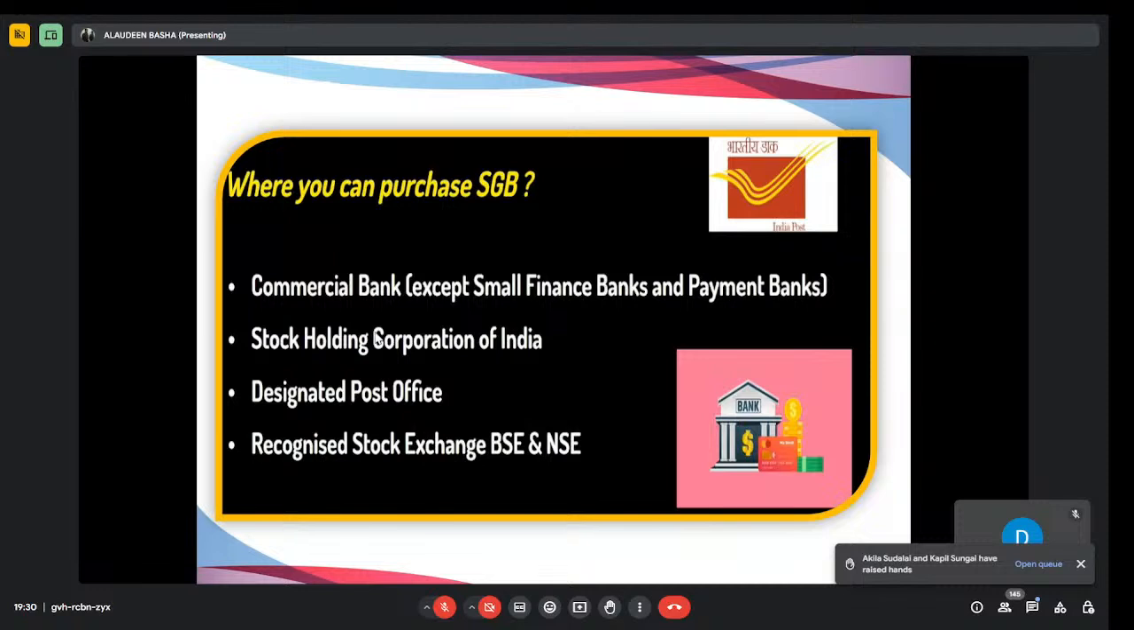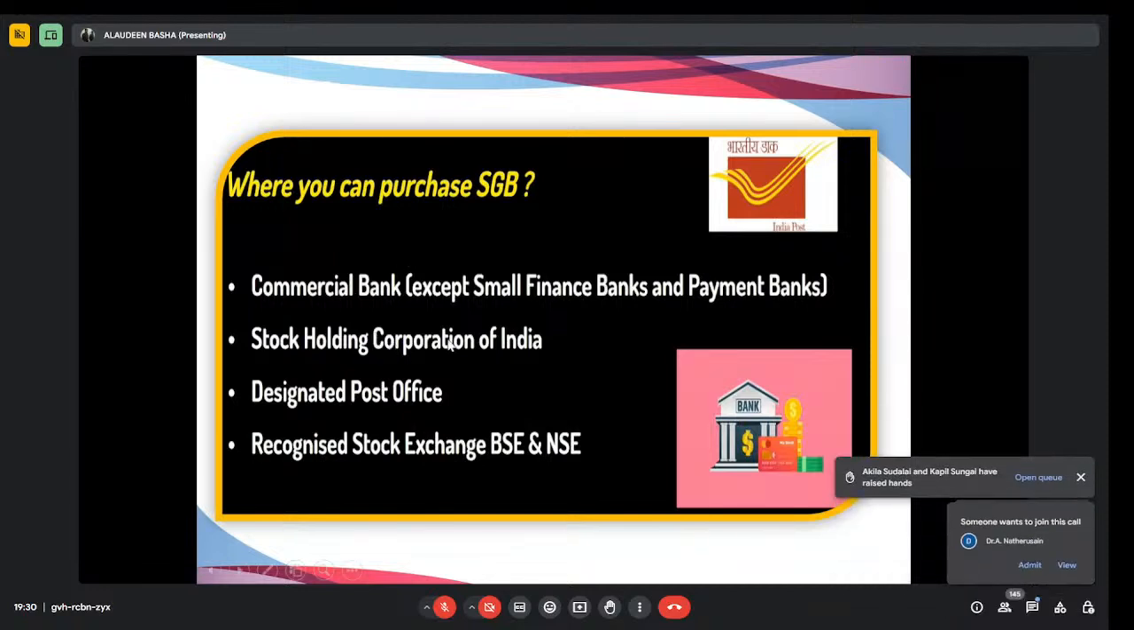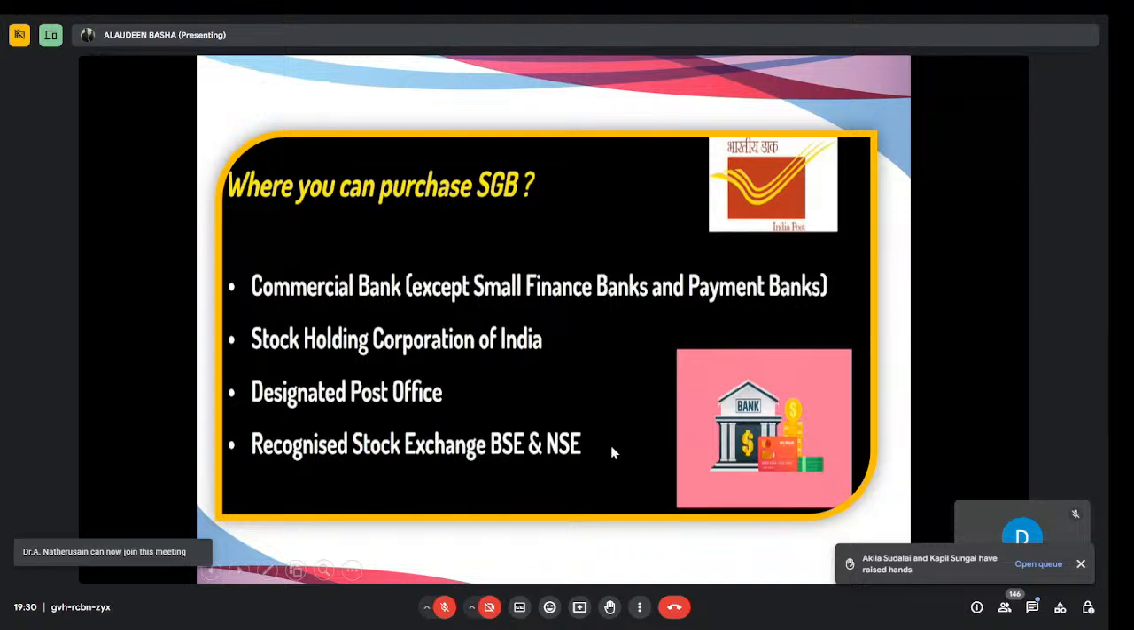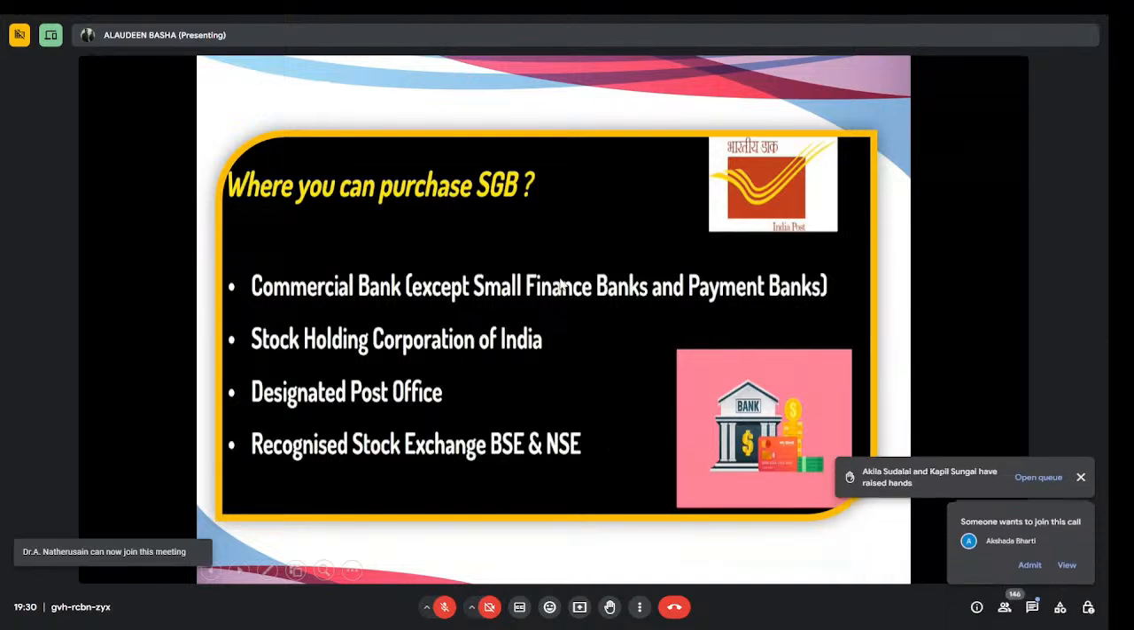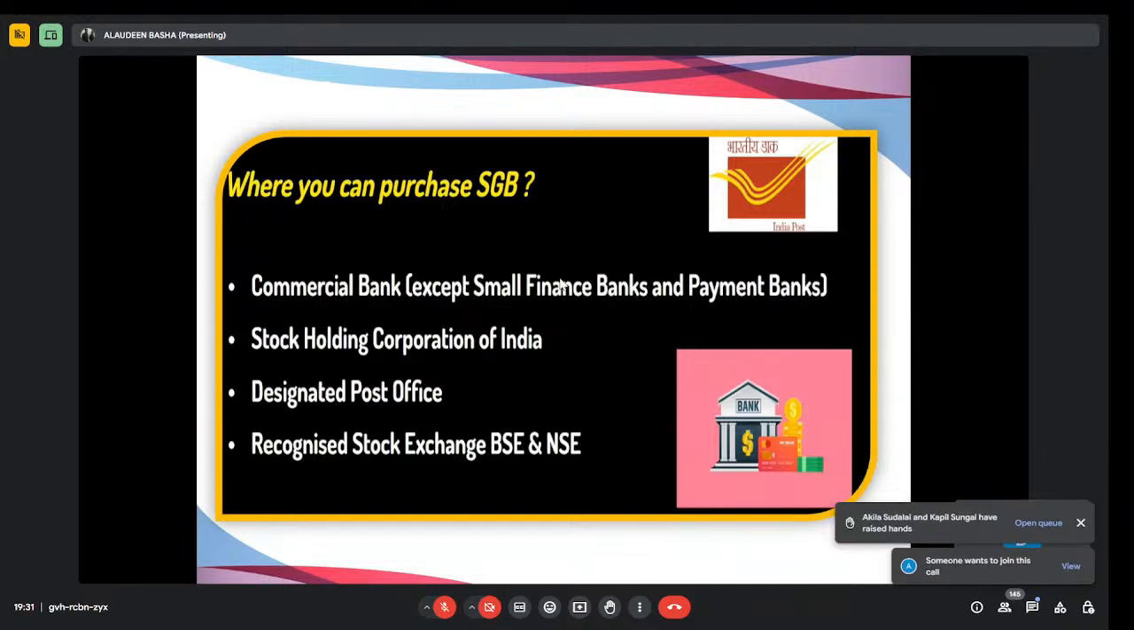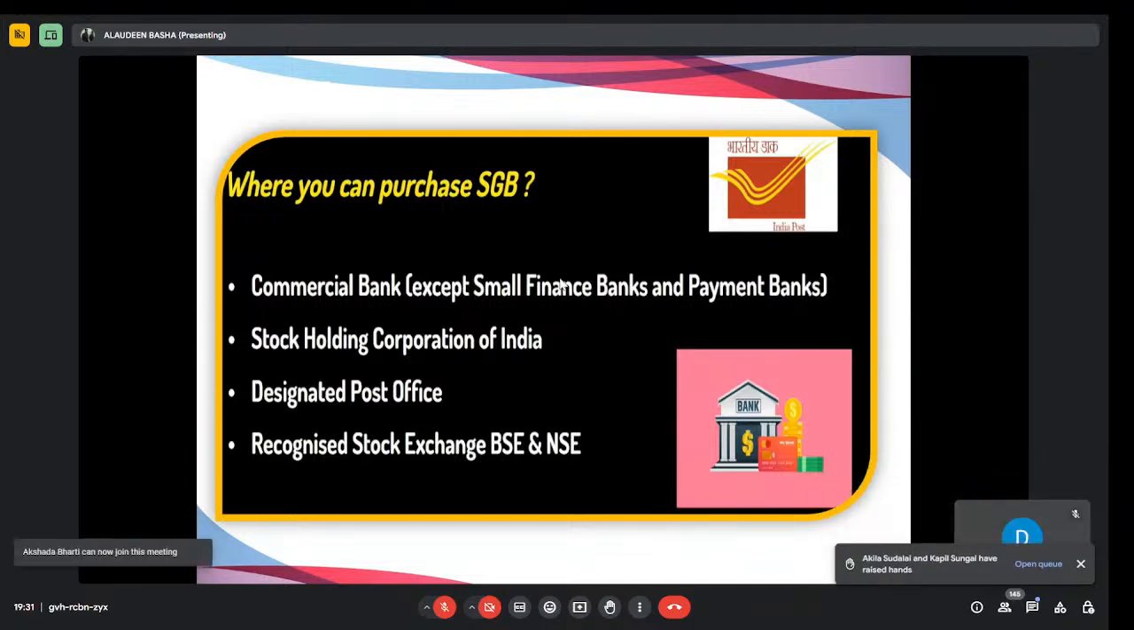You can purchase this SGB through the Stock Holding Corporation of India, the post office, the NSE or BSE exchange, or any commercial banks except small finance and payment banks. My suggestion is to buy online through a Demat account. Then only you can get the 50 rupees per gram discount, that is 8 grams into 50, 400 rupees. So my suggestion is always to buy online.